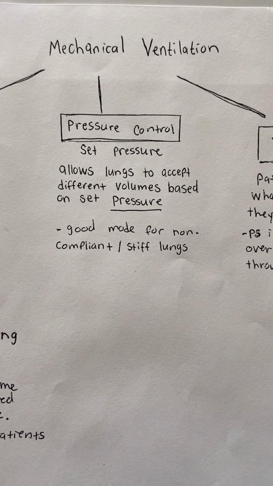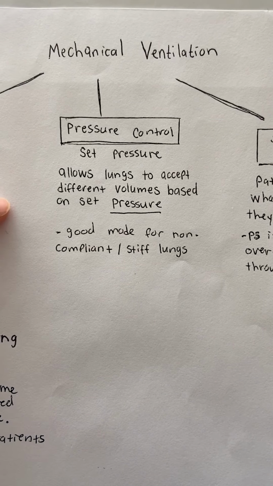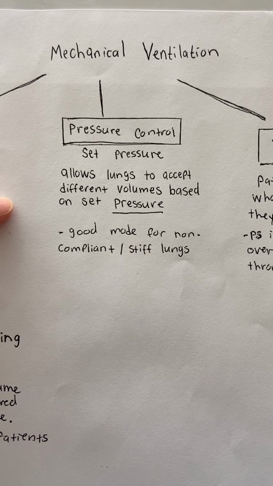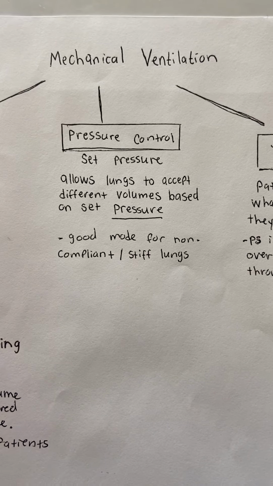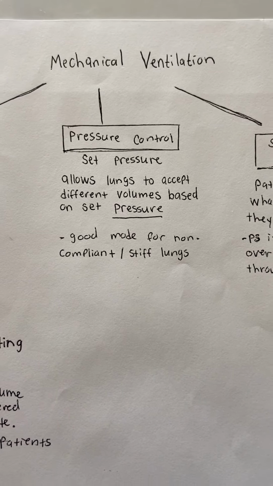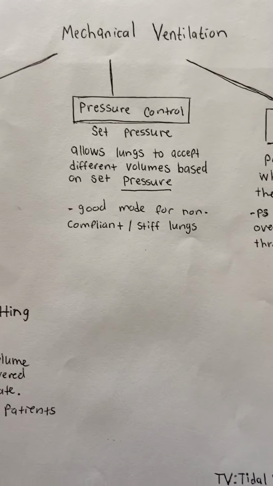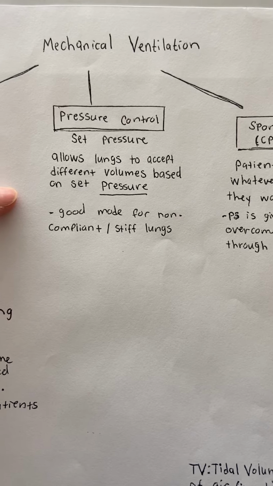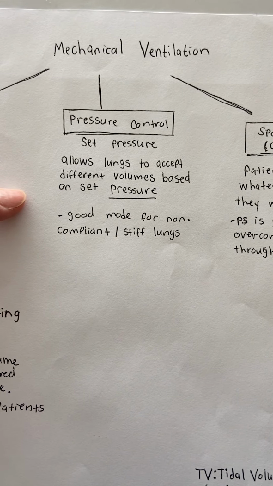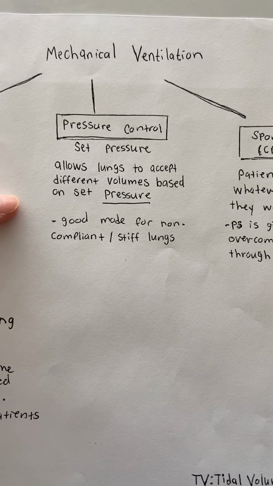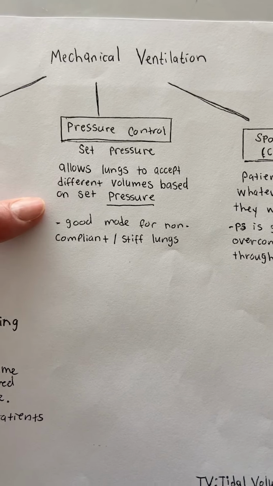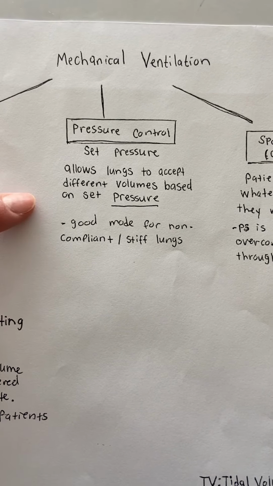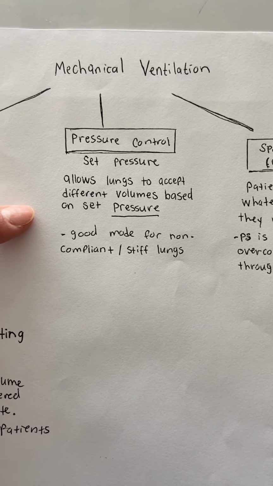We don't see it that often in our ICU in particular, but it's a good mode of ventilation for patients who have poorly compliant lungs to the ventilator because it just allows their lungs to receive whatever tidal volume the patient is comfortable receiving. Typically, we will set a pressure that targets a certain volume of air because, of course, we want them to ventilate. But you basically just choose to set a pressure instead of setting a tidal volume. This is always a great mode, like I said, for patients who have stiff and non-compliant lungs.